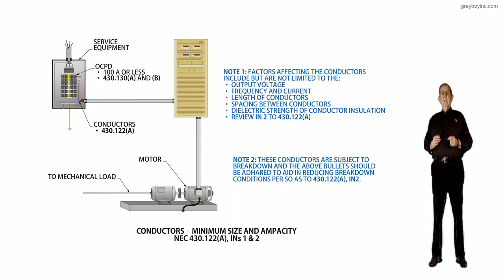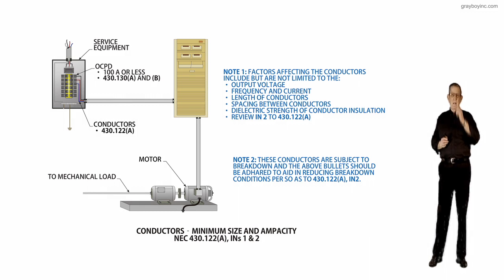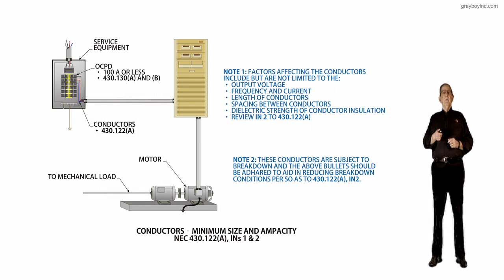Now, one of the first things I would like to look at is the panelboard, the service equipment to the left. And notice the overcurrent device, 100 amp or less may be the rating, has to comply with 430.130(A) and (B).